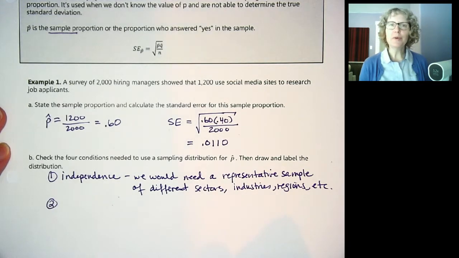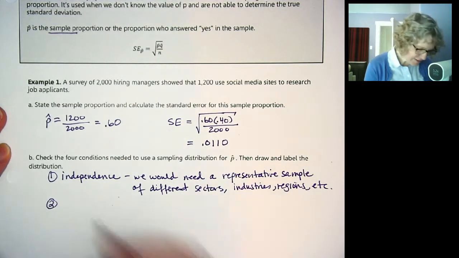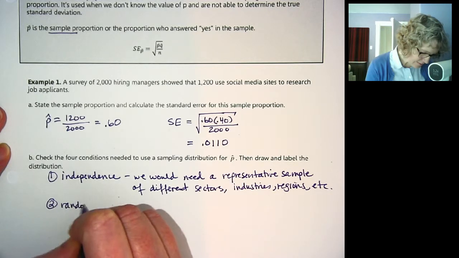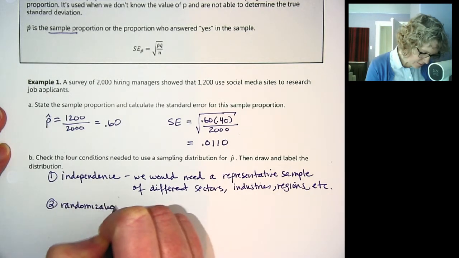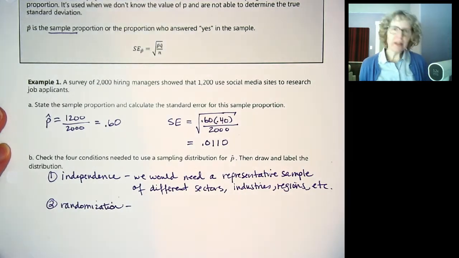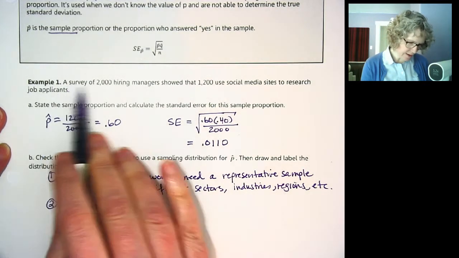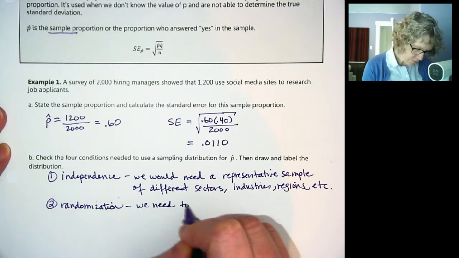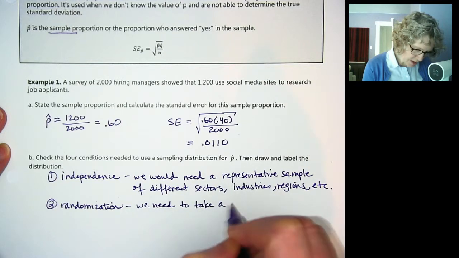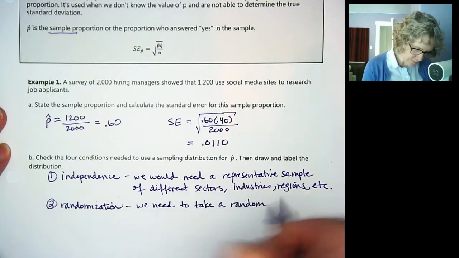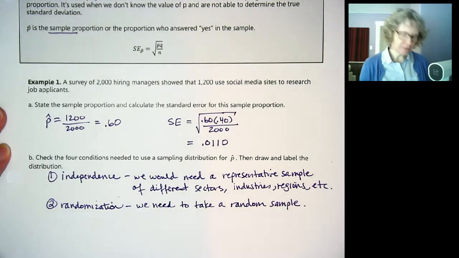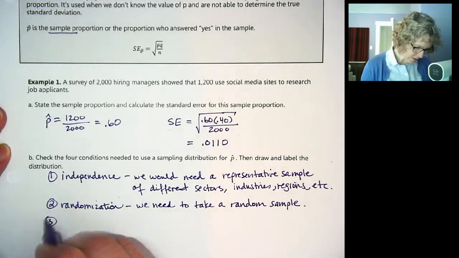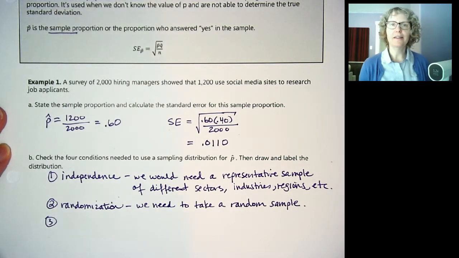Okay, second one, remember what it is? Randomization. Do we have a random sample? Now this one does not say, so let's make sure. We need to take a random sample. We can't ask everyone at Google or something like that. Okay, what's the third one? 10% condition.